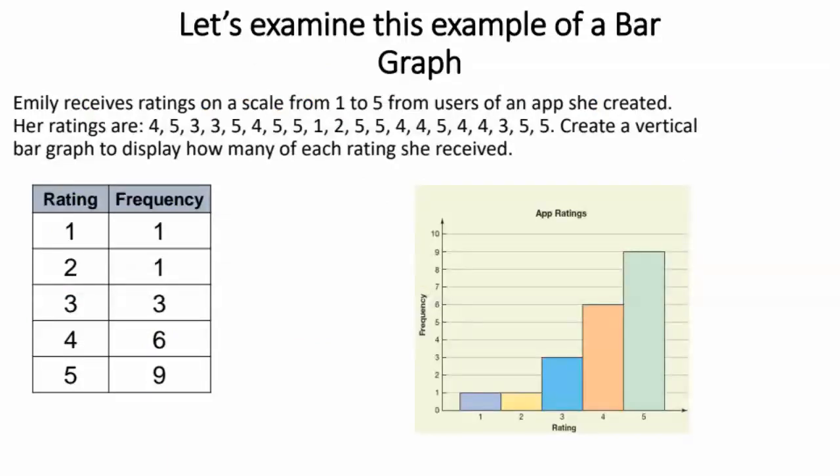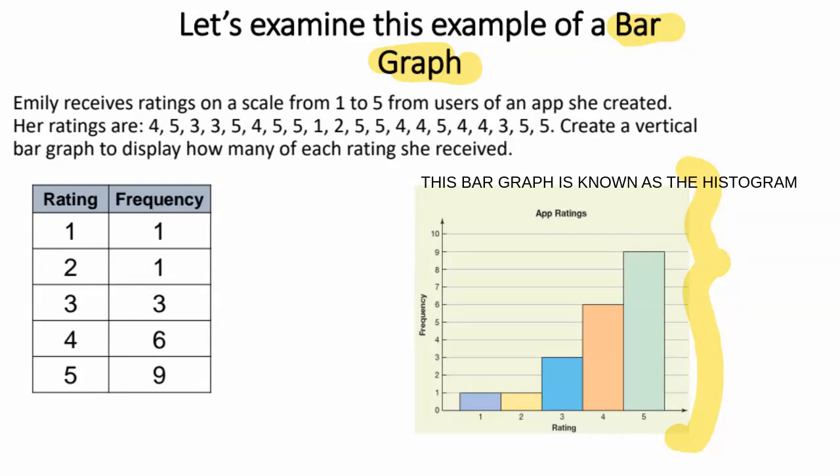Now, this here, notice they are asking you for an example of a bar graph. Now, this graph, do you notice the bars touch? This bar graph is known as the histogram. Histogram, because the bars touch.